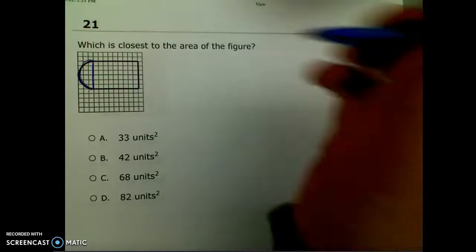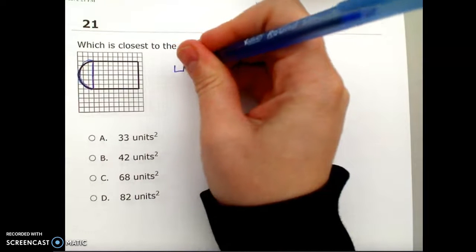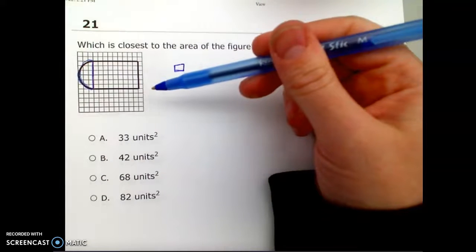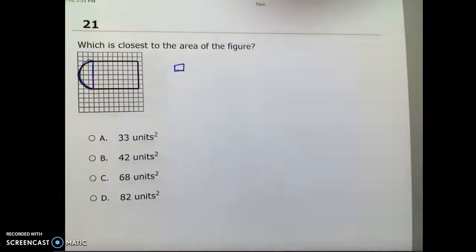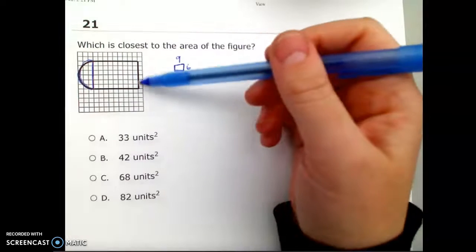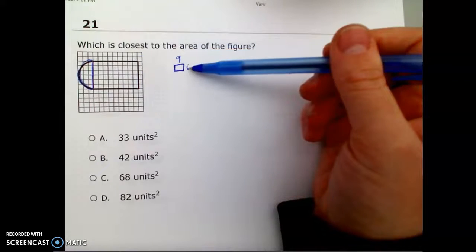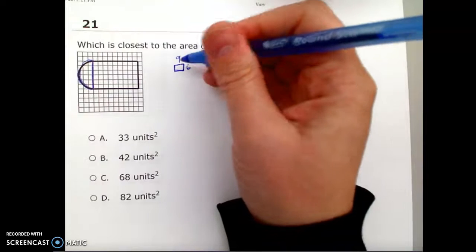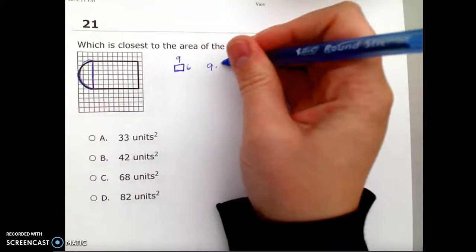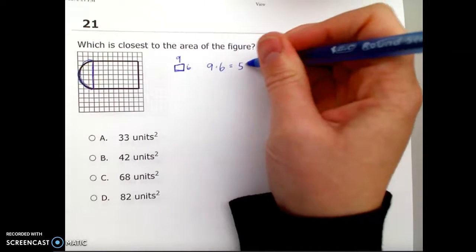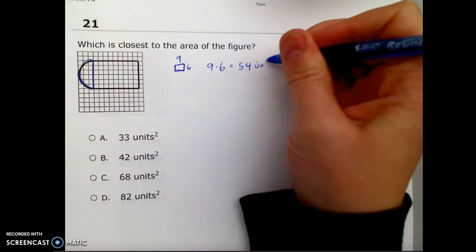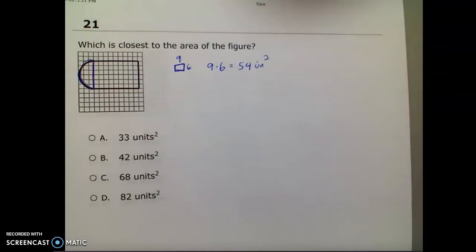Let's start with the rectangle because they are the easiest. So rectangle, now there's no numbers, so I'm going to have to count. And I counted, and I got 9 by 6. So to find the area of a rectangle, it's just 9 times 6, which is 54 units squared. Okay, that's out of the way.